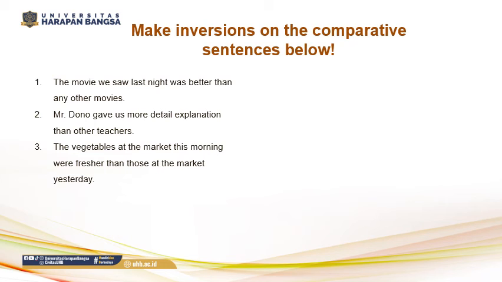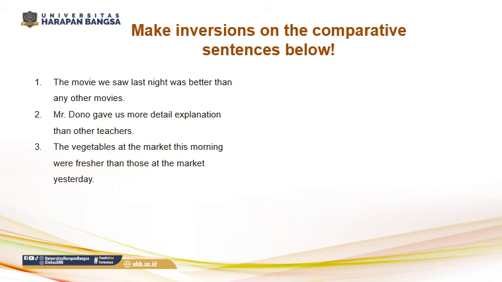Maka dari itu untuk inversinya tinggal copy paste sesuaikan dengan subjeknya. Subjeknya di sini adalah any other movies. Berarti to be-nya kira-kira apa? Apakah was atau were? Yes, were.